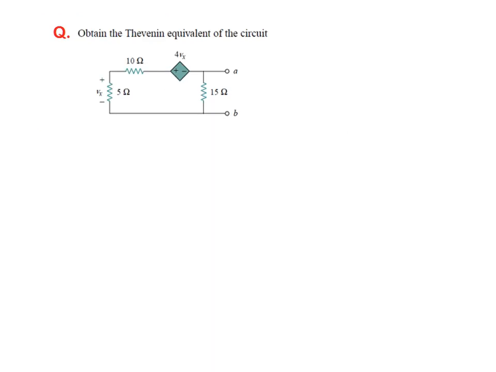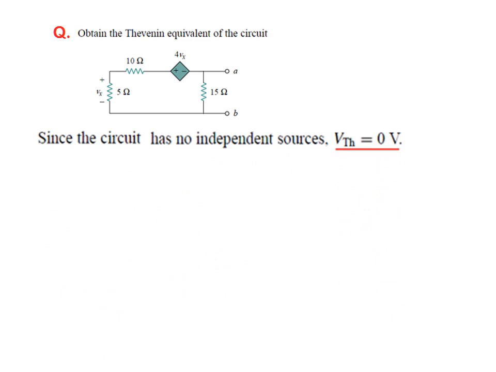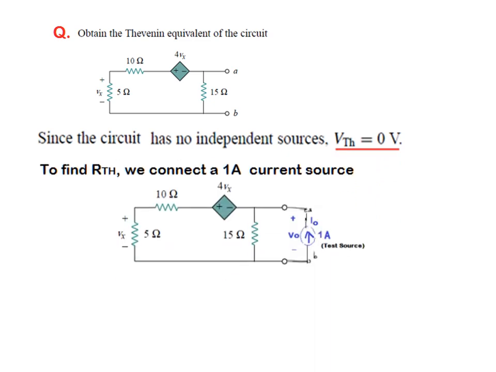Another example of the dependent source only. Again, as we have learned, for the dependent source only, V Thevenin is equal to 0. So V Thevenin is 0.